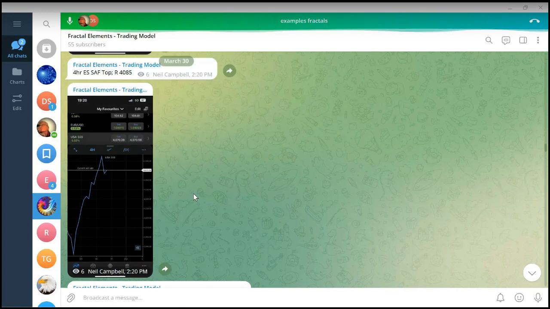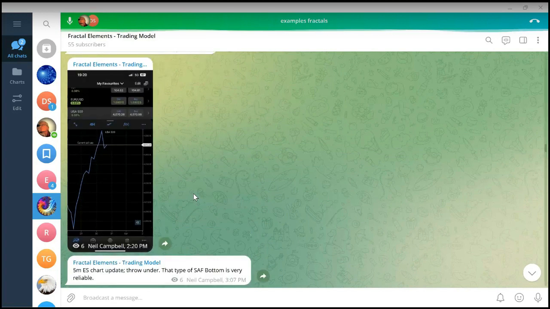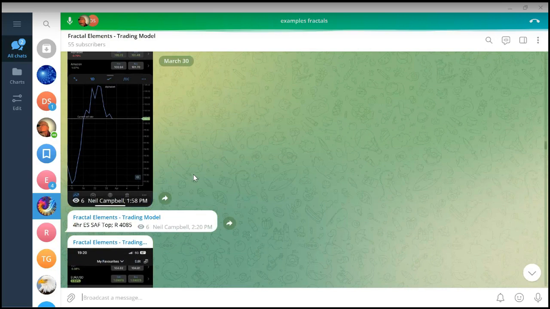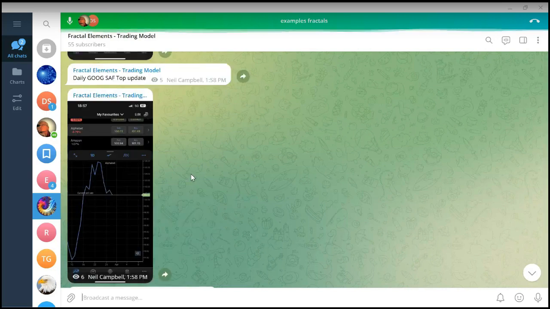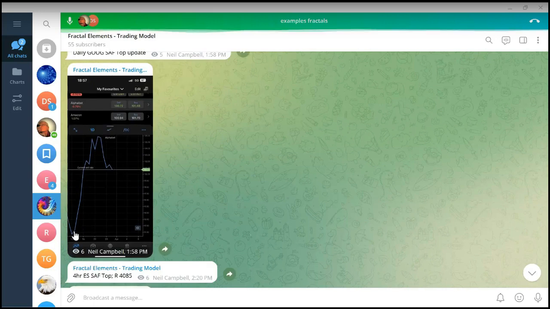This is very common here too. This is a 4-hour top here, 1, 2, 3, 4, 5. And that did turn down. Again, we're looking at standalone fractals. Oh, Google. How many times have we seen this here? That's on a daily chart on a stock. Now, that's that 3 up again, or 5 up.